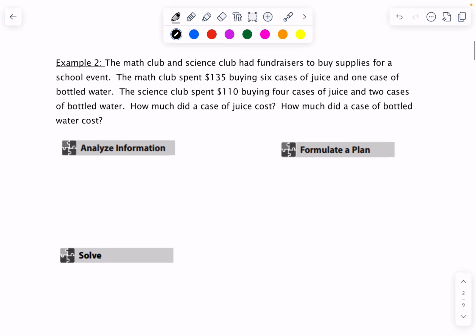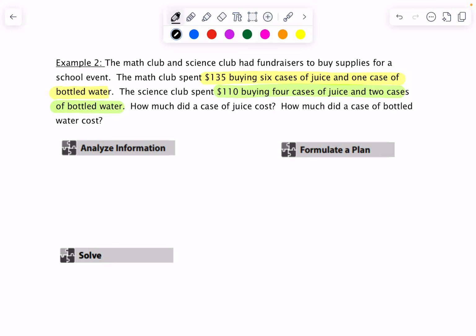The Maths Club and Science Club had fundraisers to buy supplies for a school event. The Math Club spent $135 buying 6 cases of juice and 1 case of bottled water. That information seems important to me, so I'm going to highlight that. The Science Club spent $110 buying 4 cases of juice and 2 cases of bottled water. That also seems like important information to me. How much did a case of juice cost and how much did a case of bottled water cost?